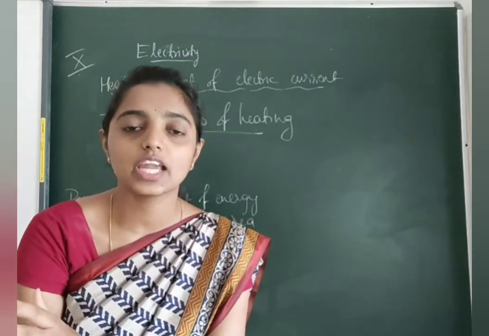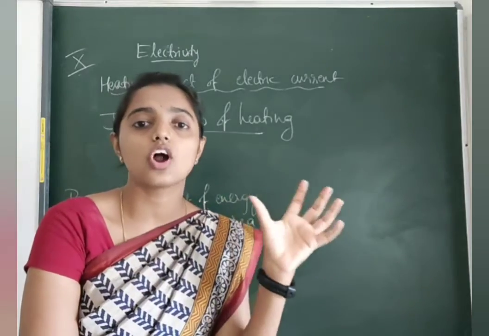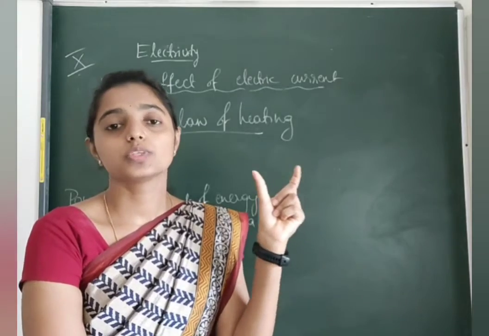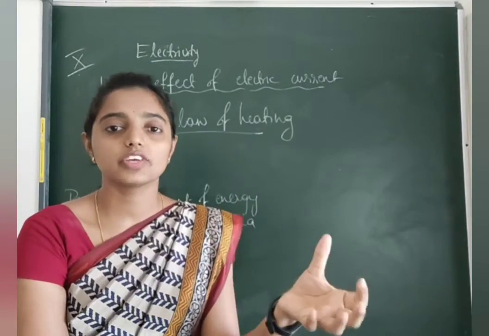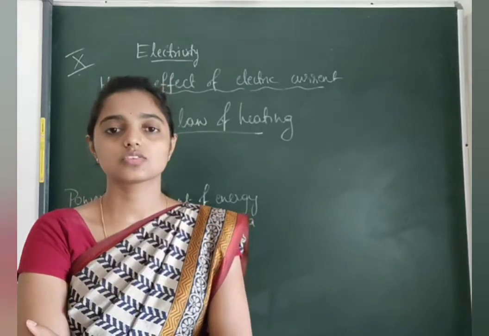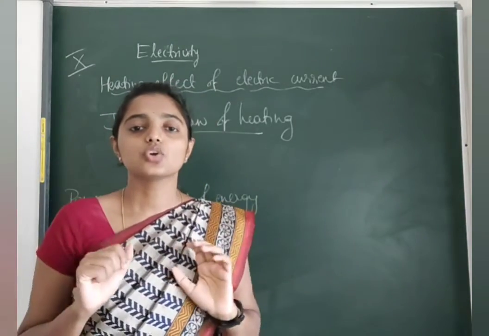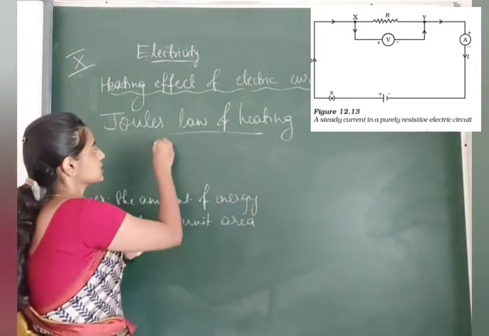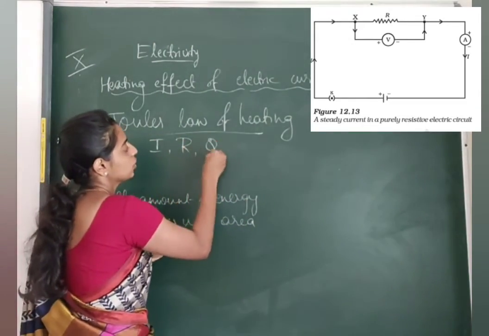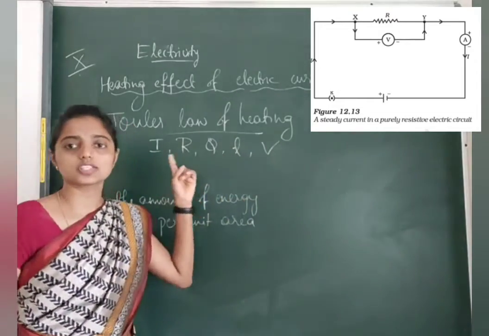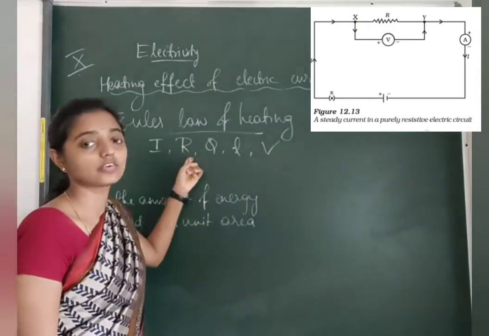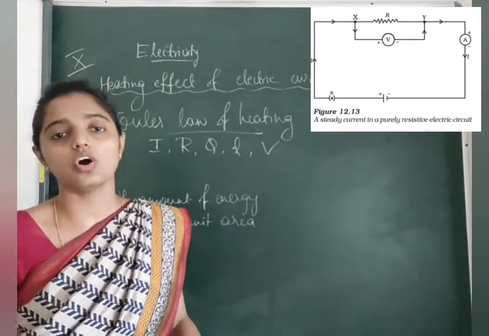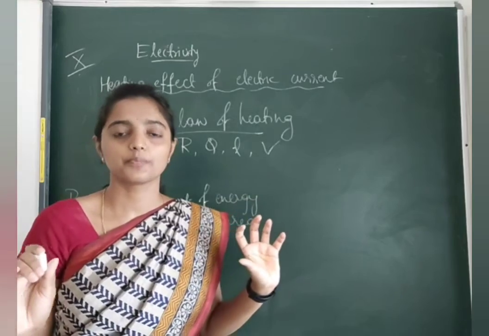Before going to the statement, let us understand how we got that equation. That means we are going to derive the expression for the heating effect, or Joule's law. Assume we have an electric circuit which contains the following terms: I, R, Q, T, V. You all know what these are, right? I is current, R is resistance, Q is charge, T is time, and V is potential difference. All these terms are there in our electric circuit.